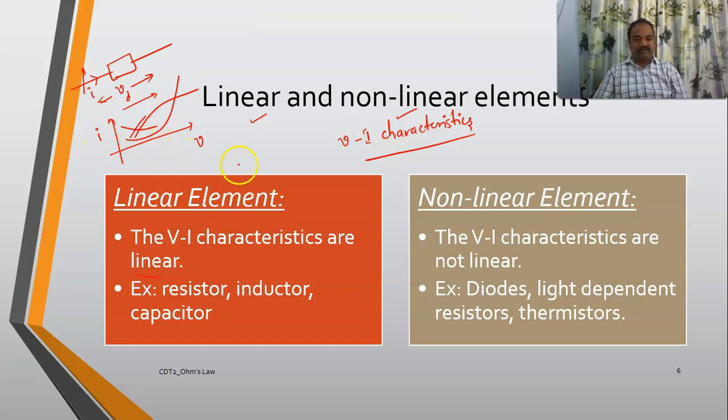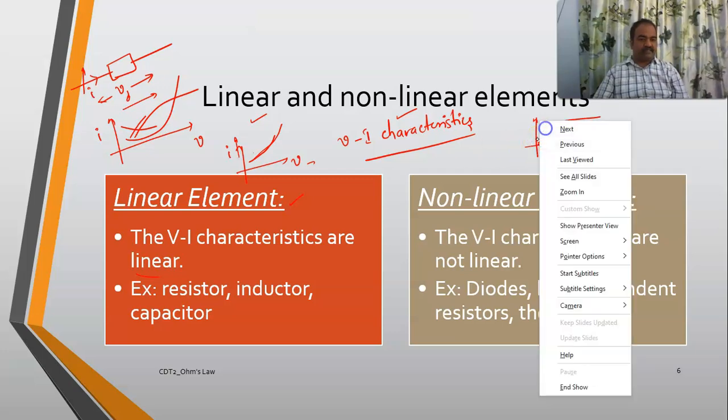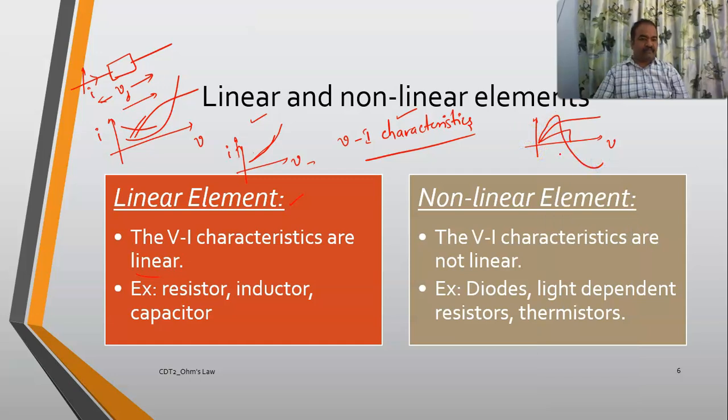If the relation between V and I is linear, which means if V is increasing, I is also increasing, whether in a linear fashion or maybe exponential, then it is termed a linear element. And if it is not increasing, or not continuous, let us suppose after some time it is getting saturated, or after some time it comes back to zero, or suddenly moves into negative, then it is called a non-linear element. So if the VI characteristics are linear, it is a linear element. If it is non-linear, it is a non-linear element.